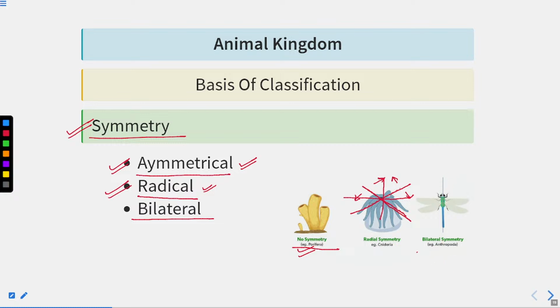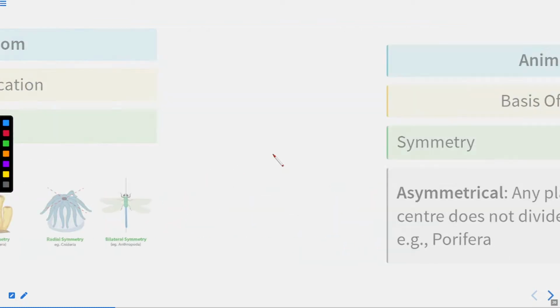The third type is bilateral symmetry. Only one plane is there that can divide the organism into two equal halves. Two equal halves means they have the same organs on the left side and the right side also. So for bilateral symmetry, the best example is the arthropoda. So three different types of symmetry are there.